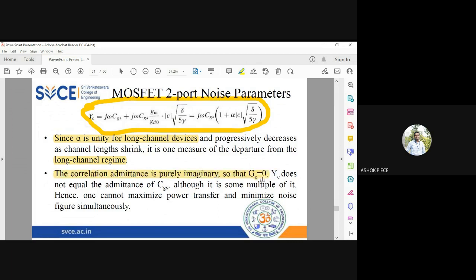So the admittance is going to be 0. So YC will not be exactly equal to CGS. However, one cannot maximize power and minimize noise figure simultaneously. If you want to control noise, the focus will be on that, and you cannot increase power by minimizing noise. Or if you focus on maximizing power, the focus should be only on increasing your power and you cannot minimize noise simultaneously. If you do one thing, the other will be out of control. That is the observation made here.